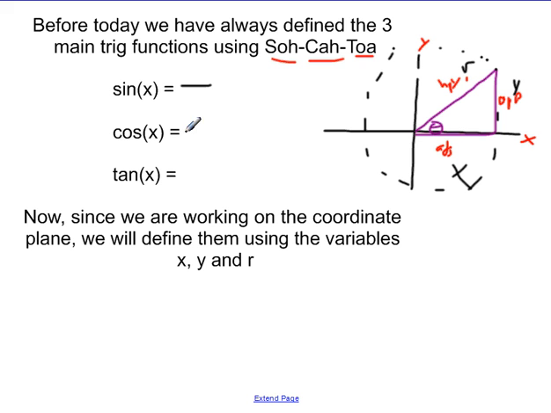So that leaves us with new definitions now. Sine, which was normally opposite over hypotenuse, is now y over r. Cosine is now x over r. And tangent would then be y over x.